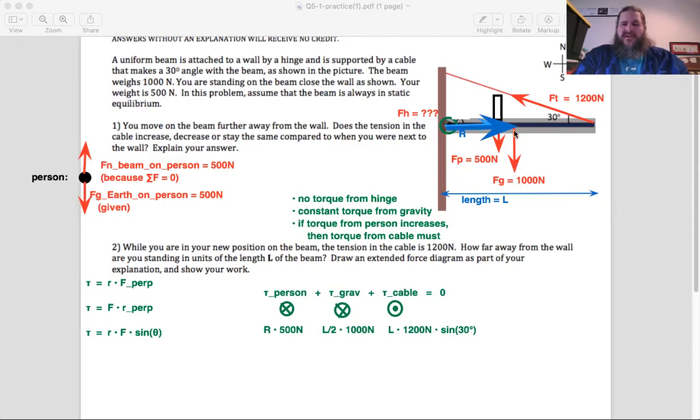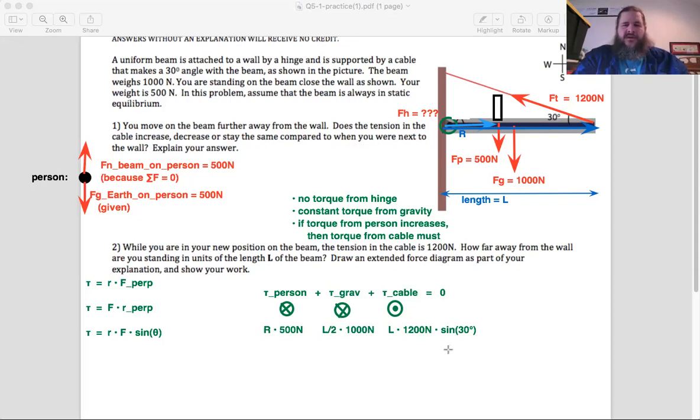So since that's exactly in the center, we would assume that it's halfway to the end. So that'll be half of the length of the beam, therefore L over 2. Whereas the tension force is located all the way at the end of the beam. So that will be L away from the pivot point. So L, the full length of the beam for the moment arm, times 1200 newtons for the force, times sine of the angle between them. And by the angle between them, we're talking about the radius vector and the force. So the angle between them is the 30 degrees here.